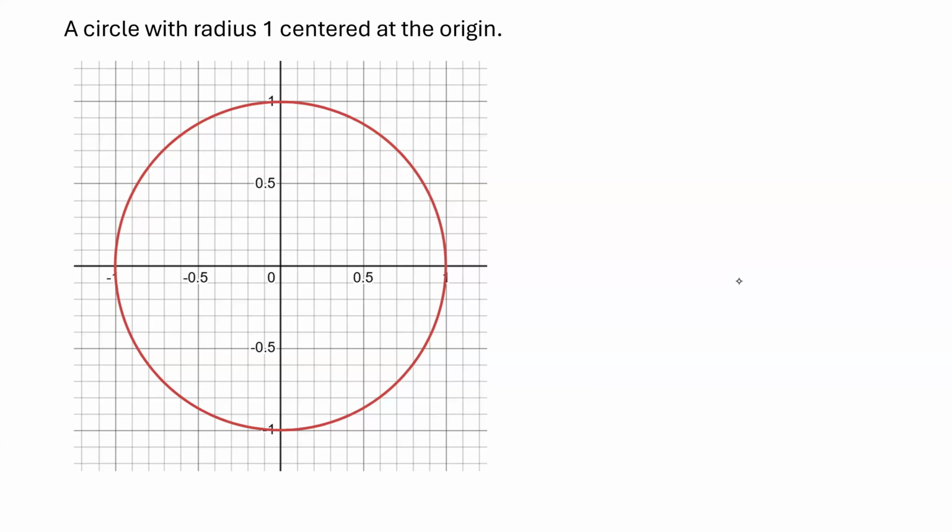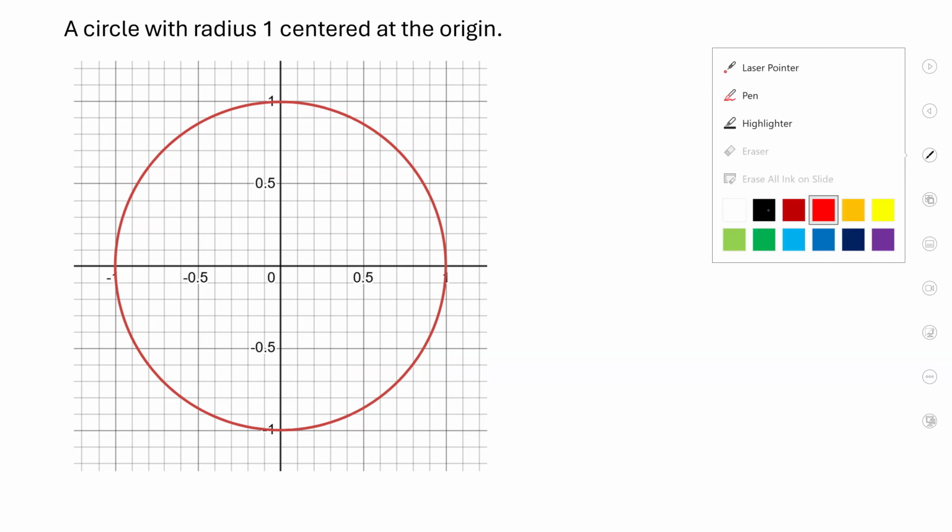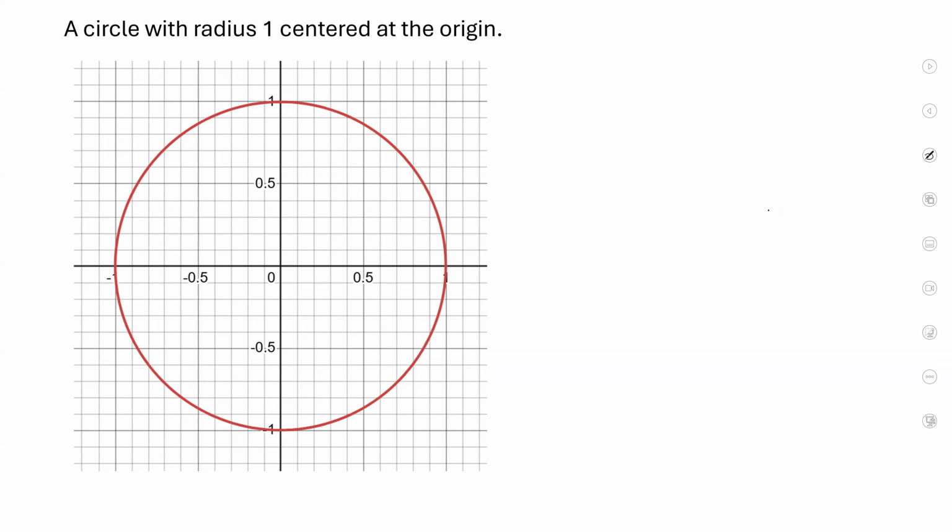Here I have a circle with radius 1, and it's centered at the origin. I can call this 0 degrees or 360 degrees. If I split 360 degrees into 4 equal parts, this would be 90 degrees. This is 180 degrees, and this is 270 degrees.